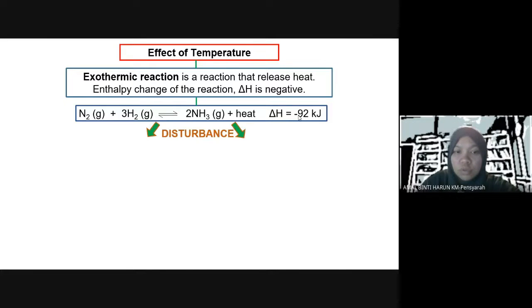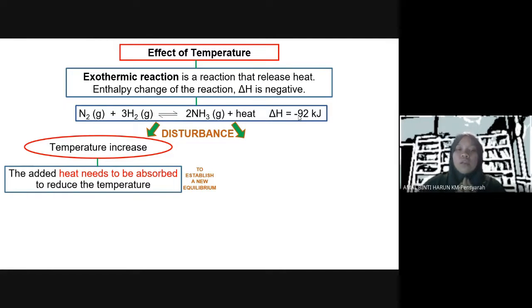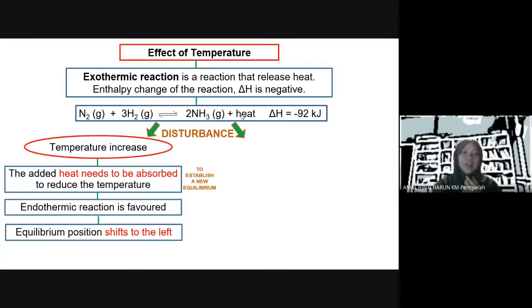Lepas tu disturbance dia. Okay, kejap. Bila you nampak je, ni sila ambil pensel masing-masing, pensel ke pen. Bila you nampak je dia negatif, tulis perkataan heat kat sebelah kanan. Kalau kau tak faham lagi, tulis panas kat sebelah kanan. Lepas tu sekarang kita ada dua jenis disturbance, sama ada kita naikkan temperature atau kita rendahkan temperature.